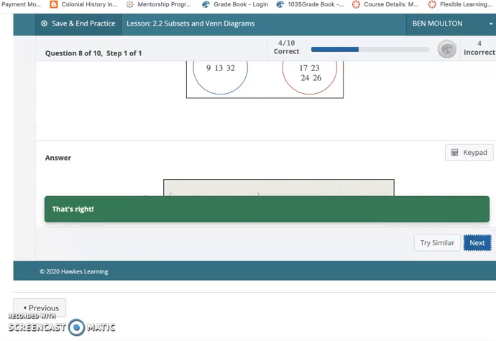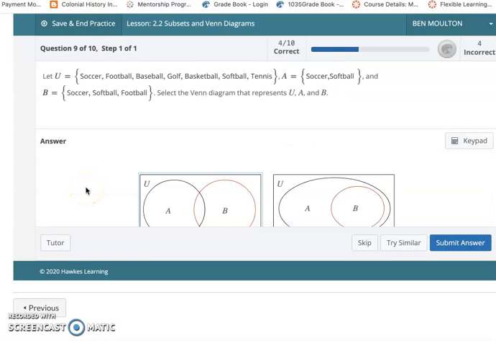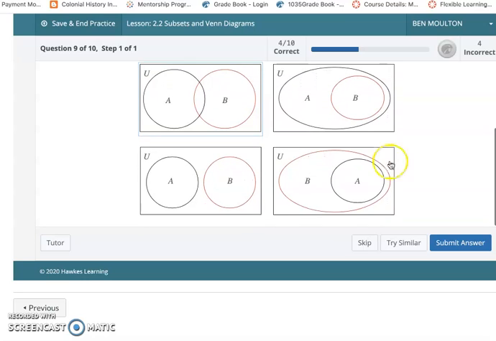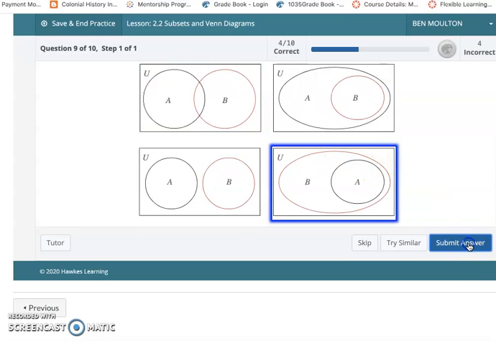And there we go. We're going to take a look at the application of Venn diagrams. We're going to let U equal soccer, football, baseball, golf, basketball, softball, and tennis. Now, set A is just soccer and softball. Set B is soccer, softball, and football. So we have an overlap. In fact, it looks to me like all of A is inside of B, right? So let's see if we can find one where all of A is inside of B. I believe this is our guy right here.